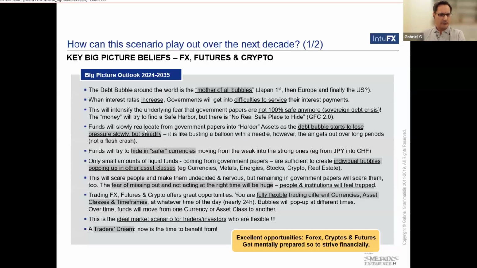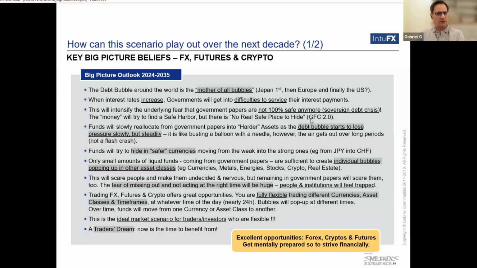Big funds, pension funds, investment funds, family offices, institutional investors and retail investors will slowly reallocate from government papers into harder assets. I mean, institutions, big funds, they don't move from one day to another, right? They go slowly. They think in years, basically. And they would want to go into harder assets. So what happened during the Great Financial Crisis in 2008 was that money was actually fleeing into government papers, right? Because that was the safest place to hide, 100% safe.